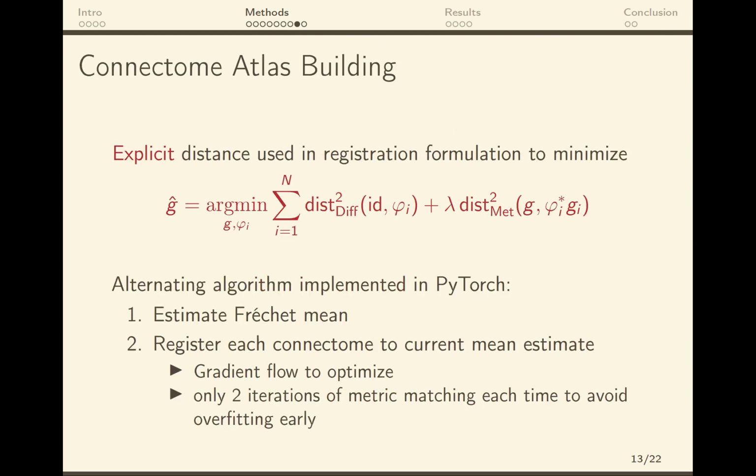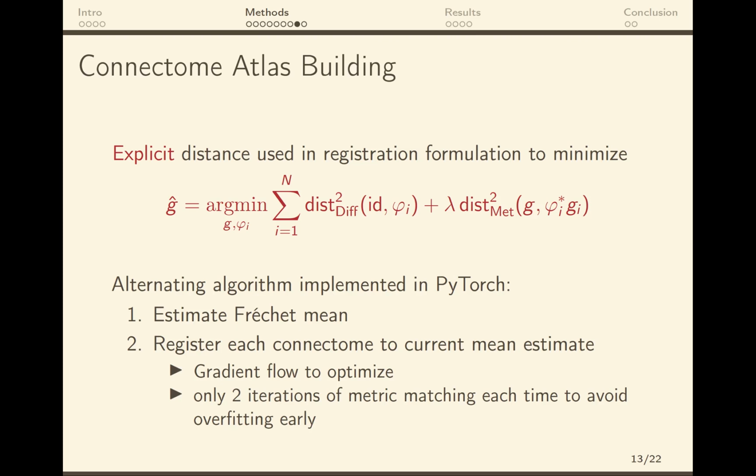To build a connectome atlas for n subjects, we perform the following joint minimization. We find the metric G hat and the diffeomorphisms phi i that minimize the sum of distances from each deformed metric phi i star Gi to the atlas metric G hat. We do this using an alternating algorithm that was implemented in PyTorch. At each step, we alternate updating our estimate of the Fréchet mean and updating our estimates of the phi i's. I'll go into detail on how we estimate the Fréchet mean on the next slide.